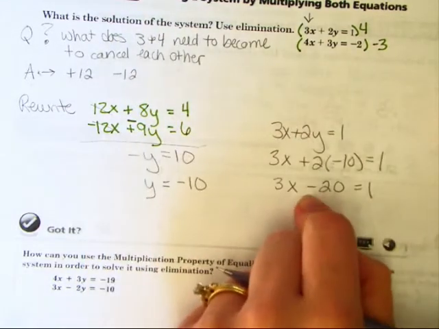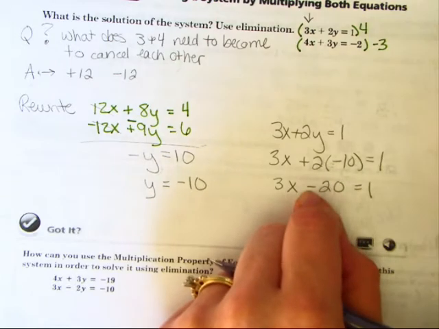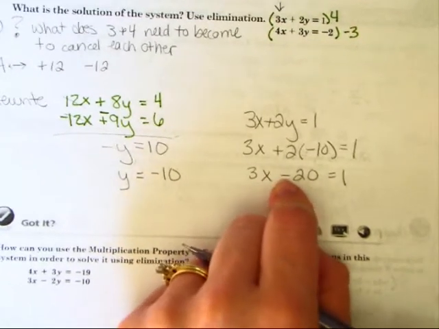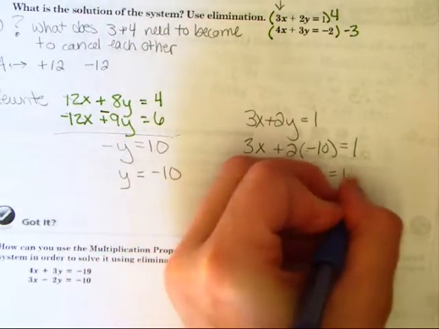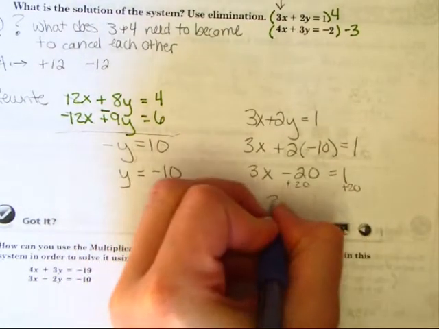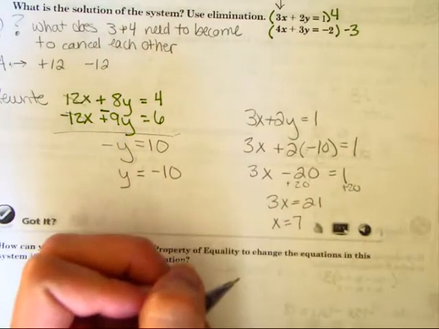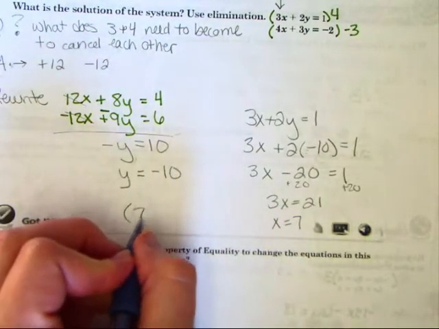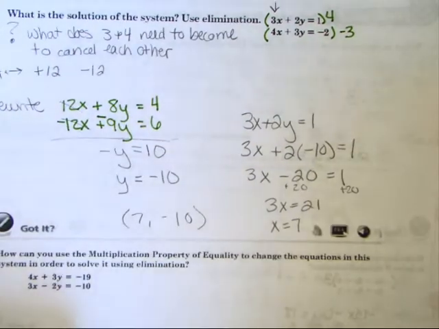Can you guys do me a favor, please? I want you to stop writing plus negative 20. Plus negative 20 kind of goes out the door now in high school, okay? Plus negative 20 is really just minus 20, all right? And then you add 20 to both sides. And you get 3x equals 21. Divide, x is 7. You're now done. Your answer is 7, negative 10. All right, we're moving along.